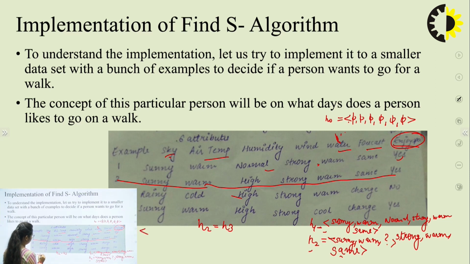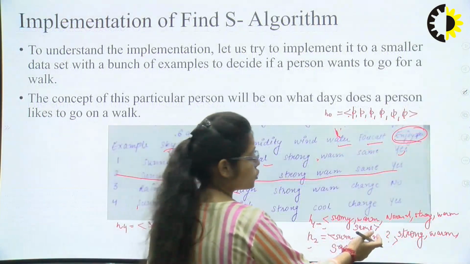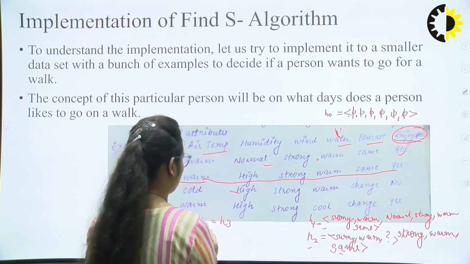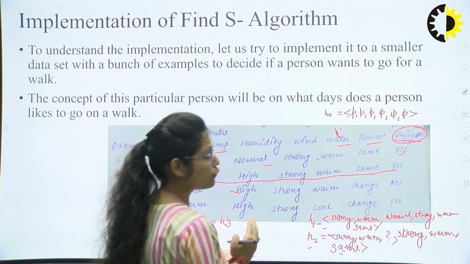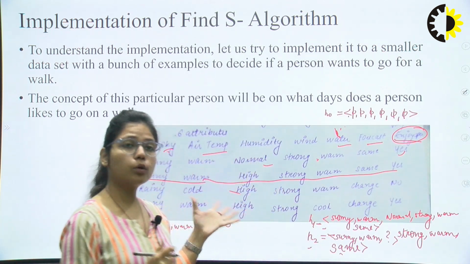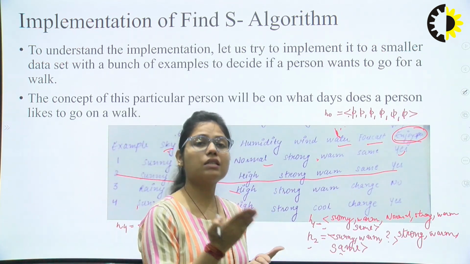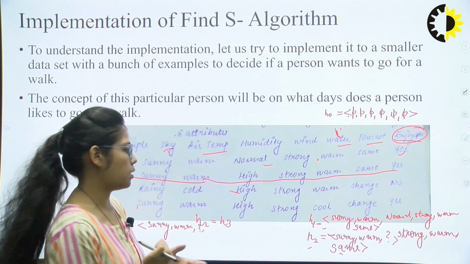H4 equals sunny. Now we will compare. H2 and H3 are equal, so now we will compare H2 and H4. Sunny and sunny, same. Warm. High and question mark: we will always prefer the question mark. If we need to compare between an attribute and a question mark, then the highest preference is the question mark. We always consider the question mark.